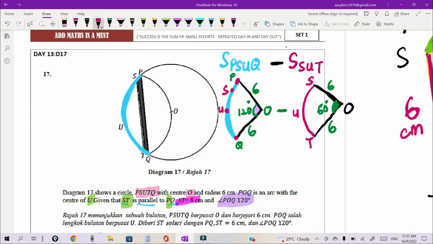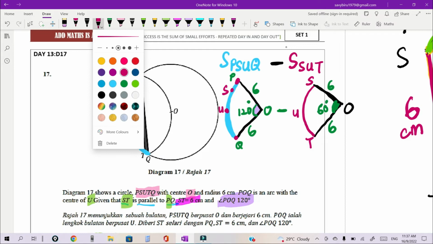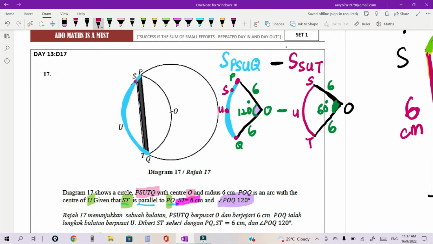PSUQ arc length, the blue color. Then minus the width, from here to here, where this is actually arc length SUT. To find the arc length SUT, we use this sector. Then we get PS and ST.